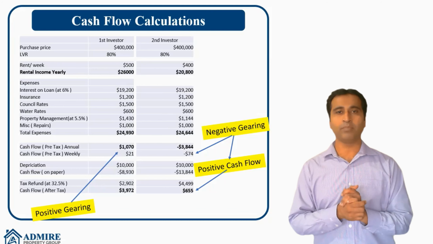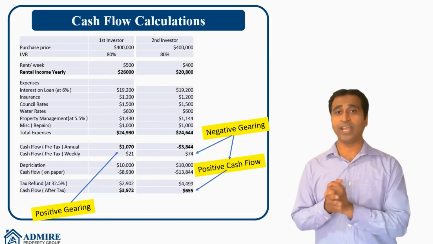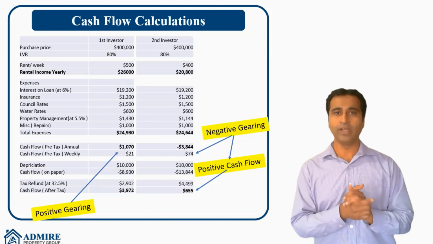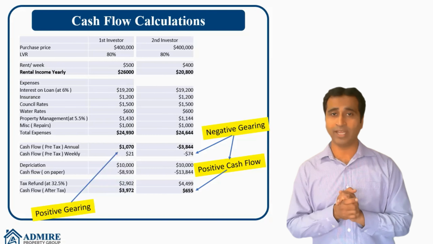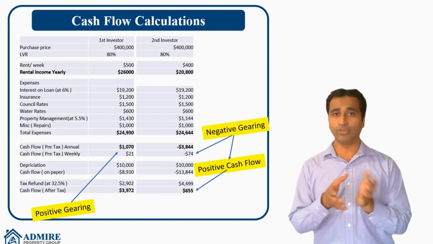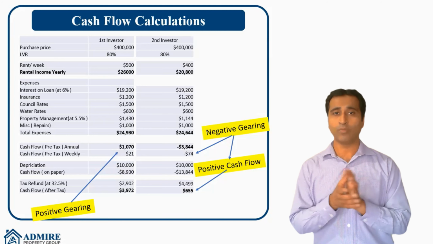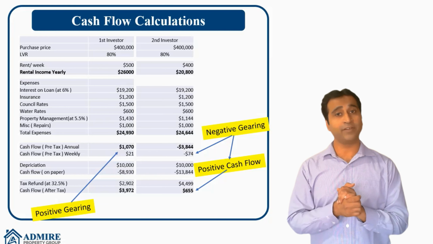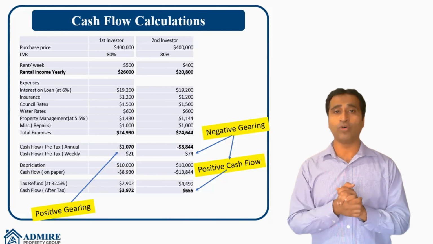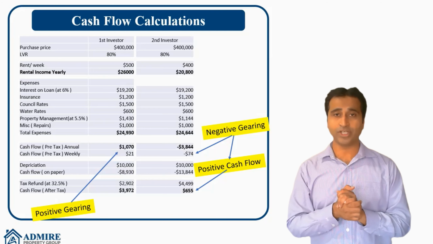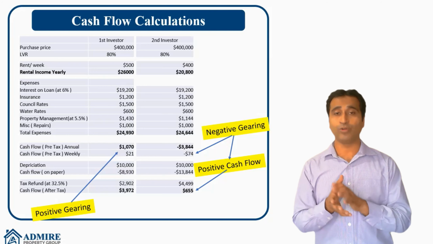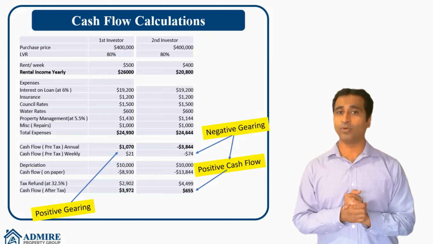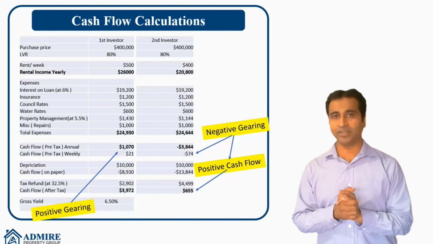So this is the difference between a positively geared property and a positive cash flow property. A positively geared property is always cash flow positive, but a negatively geared property could be a negative cash flow property, or it could be a positive cash flow property depending upon how much depreciation you can claim in the tax. And please note, the cash flow after tax for a negatively geared property may be positive or negative depending upon the depreciation you can claim and the amount you have invested to buy that rental property. In these examples, we have considered both investors in the 32.5% tax bracket.